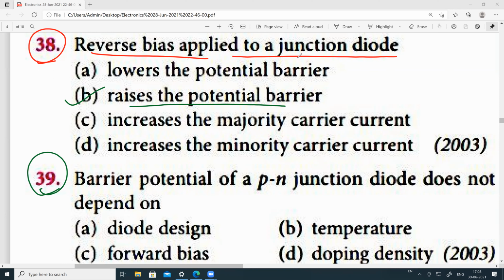39th one. The barrier potential of a PN junction diode does not depend on: diode design, temperature, forward bias, doping density. The barrier potential depends upon temperature, doping density and forward biasing. Therefore for 39th one, A is the right answer.